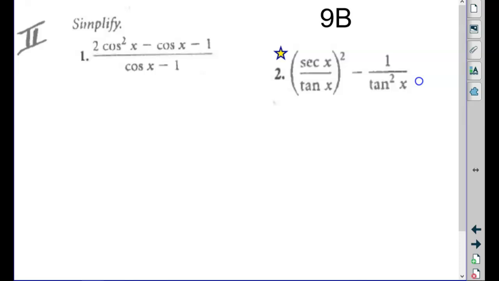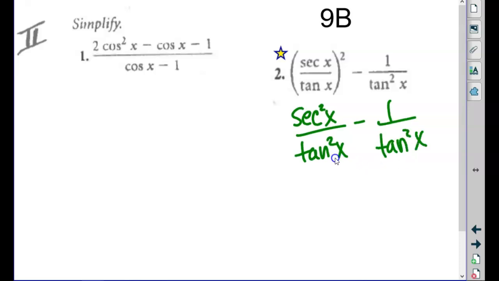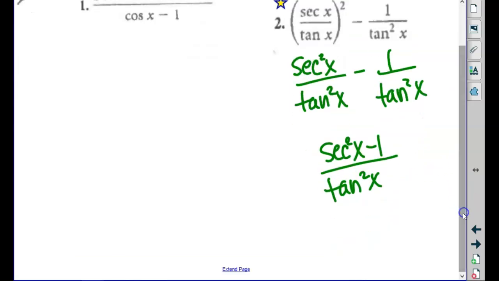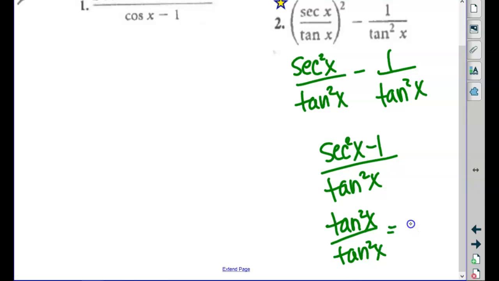On 9B, there's one here that, anybody know what would happen here if I did this? What does it mean, secant over tangent quantity squared? Yes, it means secant squared over tangent squared. If you don't want to write this one down, just pay attention up here real quick. They have a common denominator, right? So then I can combine them. Now, secant squared minus 1 is a tangent squared. So then I end up with tangent squared over tangent squared, which is 1. All that mess became 1. All right. So that is the idea behind identities.